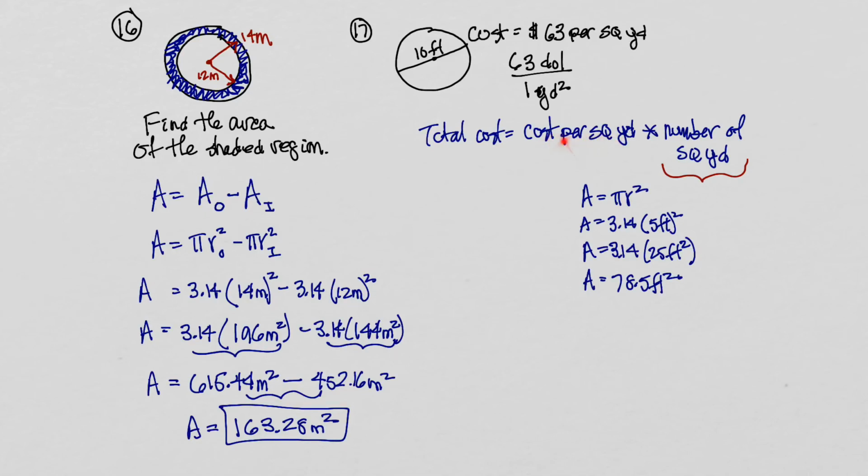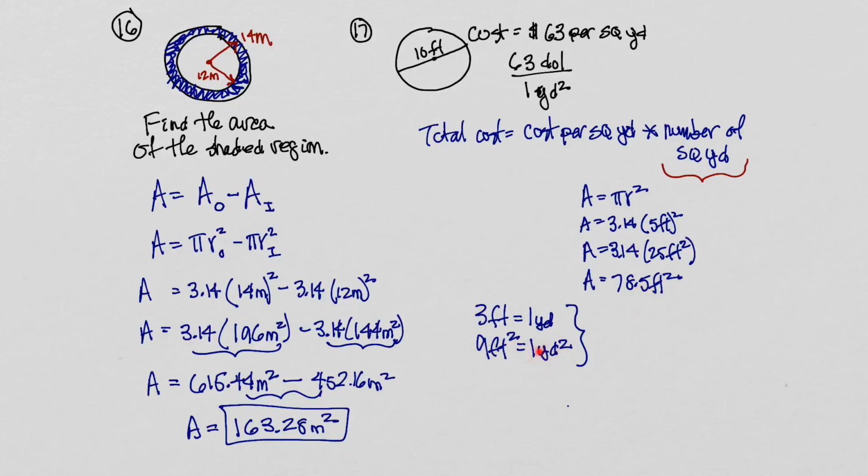But look what we're given here. This is the cost per square yard, and this is square feet. We need to get these units to be the same. We need to get either all square yards or all square feet. One thing we do know is that 3 feet equal 1 yard, and if we square these, we get 9 square feet equals 1 square yard. So let's make this conversion here. I'm going to convert square feet to square yards.